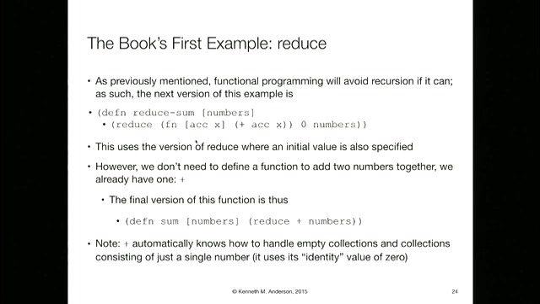And of course, we don't need to create this anonymous function to add two numbers. We already have a function that does that. That's just the plus function. So the final version of using reduce is to just say the sum of this array of numbers is reduce plus numbers. Right? Does that make sense?